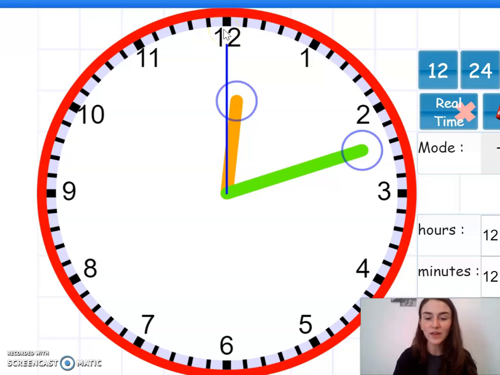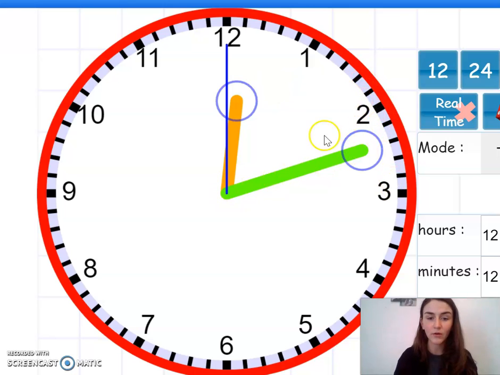So now when we go to look at what the time is, we have to look a little more closely at it, okay? So we start with our hour hand, like always, and we say, where is our hour hand pointing? Our hour hand is pointing between the 12 and the 1. So it's 12 something, right? Awesome. So it is 12 something. Let's look at our minute hand then. Our minute hand is between the 2 and the 3.